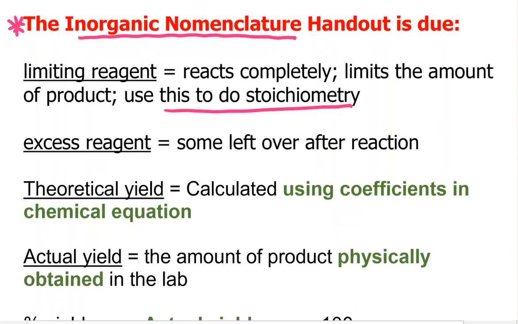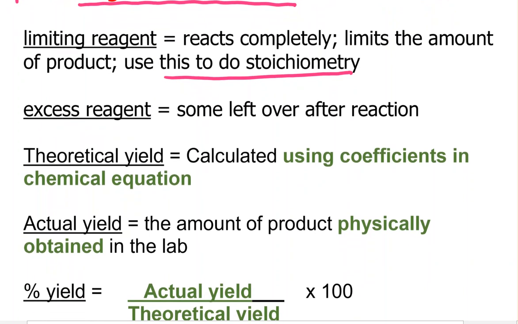The excess reagent, there's more there than is needed, so some will be mixed in with the product at the end. Theoretical yield is calculated, but that calculation involves using the coefficients in the chemical equation. Sometimes you have to calculate an actual yield, and we'll run into that later in the class. But the key is theoretical yield involves the coefficients in the equation.